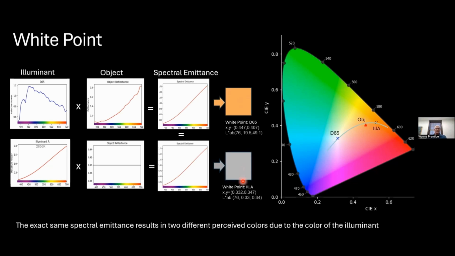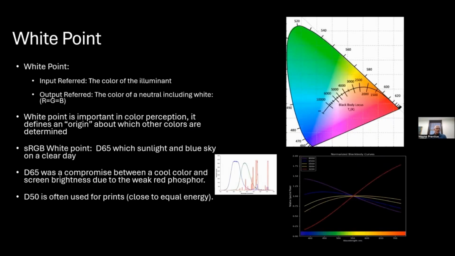So white point is an integral part of a color space. The white point for an input referred color space is the color of the illuminant. The white point for an output referred color space is whatever the color is of the triad of R equals G equals B. The monitors that we use have a white point. sRGB has a white point of D65, which is, of course, the color outside on a nice sunny day, which is a combination of blue sky and sunlight.